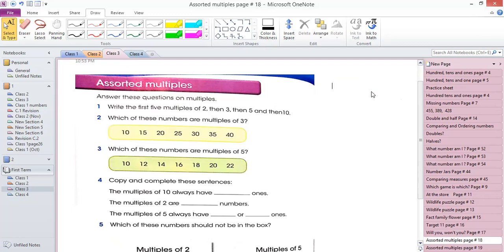Let's move to asserted multiples, guys. Take out your notebooks. We are going to start some work in the notebook. I gave you the introduction of that in the last class. Today we are going to do some work for this topic, asserted multiples. On the top of the page, write the date, page number, day, and heading of asserted multiples.